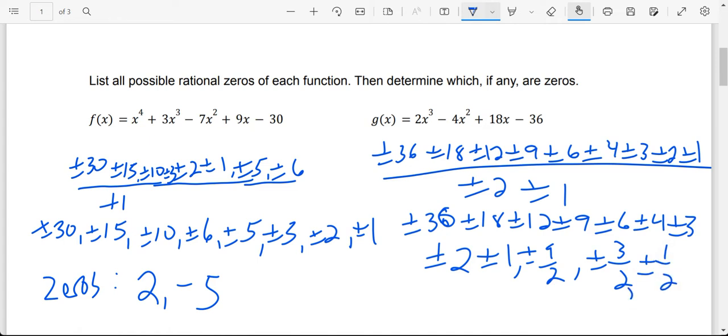So once again, plug all these numbers into your calculator. There's a lot of them. Okay, so please use the table function to save us time. Yeah. Only one of them works, and that's 2. It's the only 0. Or rational 0, I should say.